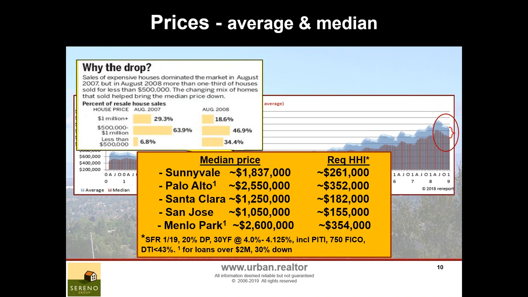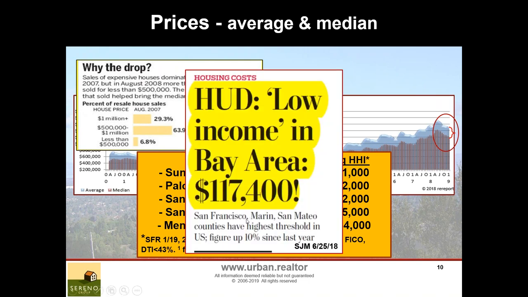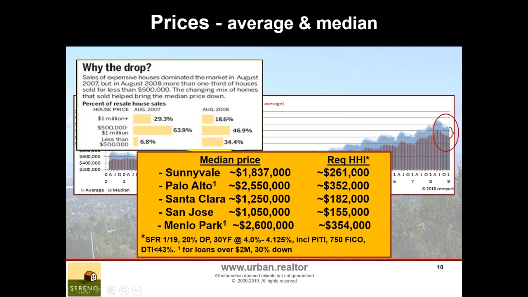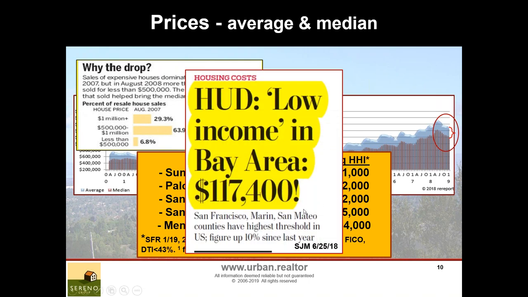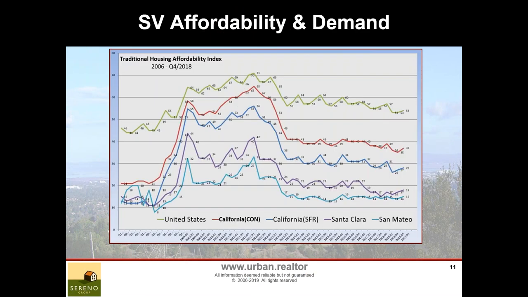So the question now is, given that reality, and actually a very interesting point is that we see that in Silicon Valley, the low income is considered $117,000. So in a sense, what we see here is that Silicon Valley is literally experiencing a level of income that is unheard of in many parts of the country. If we look at the fact that the median income in the United States is somewhere about $50,000, you see that people make a lot of money here, but obviously it's very expensive to live in Silicon Valley.